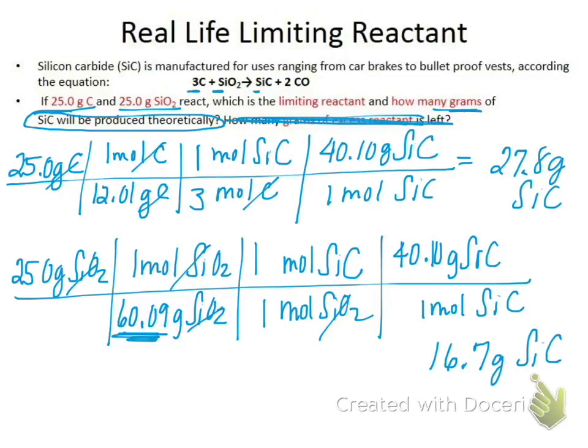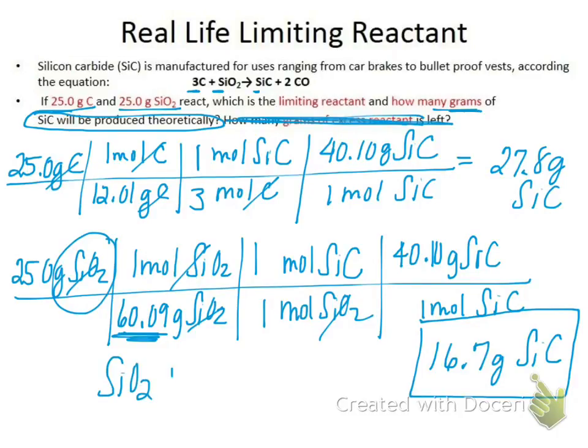That is definitely smaller, so that is actually my answer. So that's the one I box. Do not box both answers, okay? Box the smallest one. Whatever gave us the smallest one is our limiting reactant. So silicon dioxide is the limiting reactant. And that's because I will run out of that first and I can't keep making product.